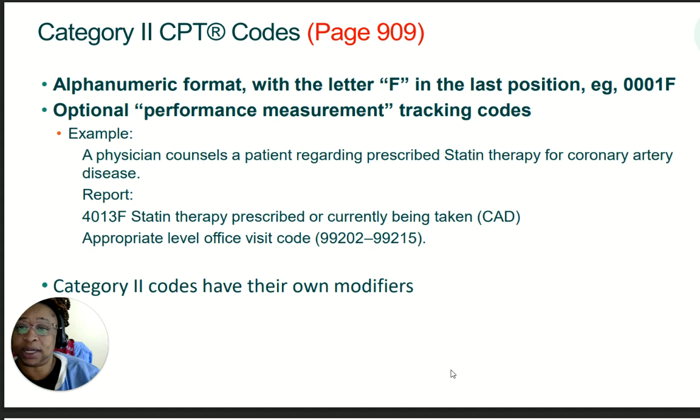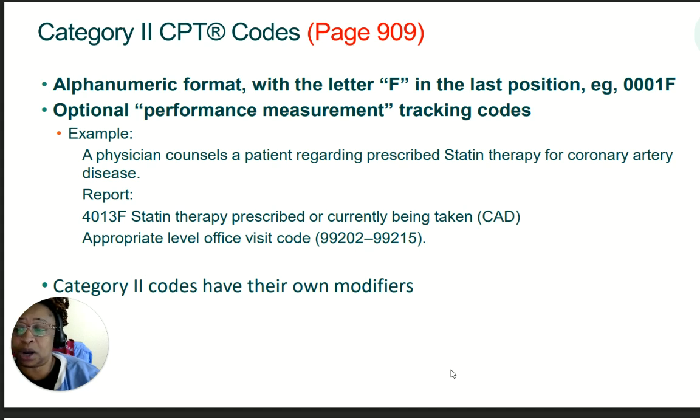Alphanumeric formats with the letter F in the last position, such as 0001F, are optional and also performance measure tracking codes. For example, a physician consults a patient regarding prescribed statin therapy for coronary artery disease. Report 4013F, statin therapy prescribed or currently being taken, CAD. The appropriate level office visit code can be from 99202 to 99215.